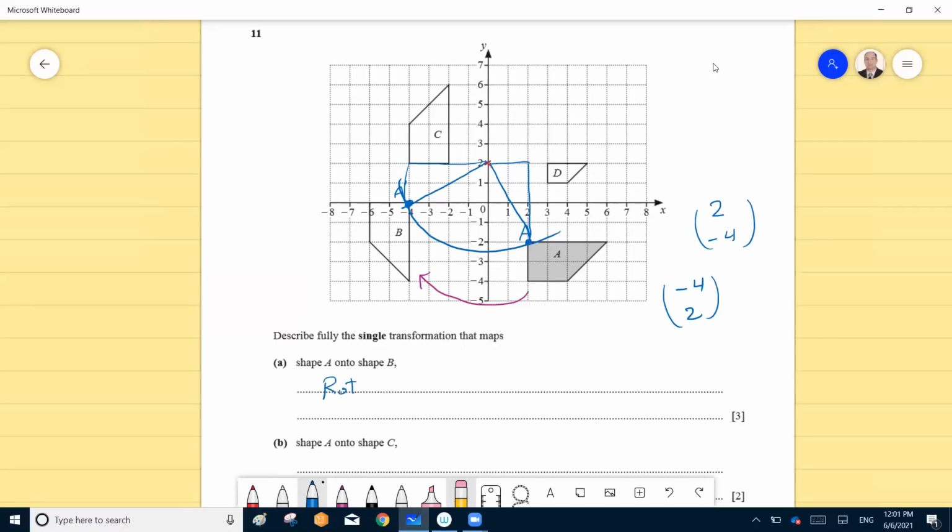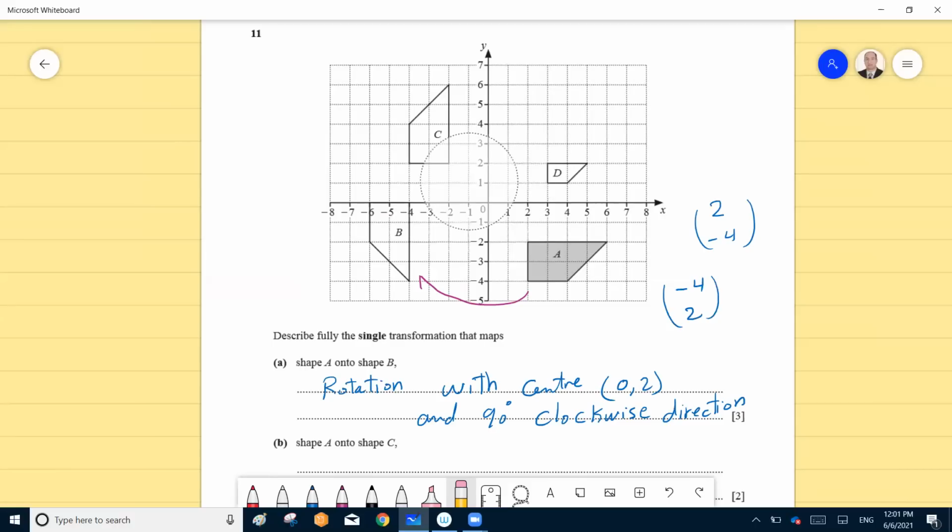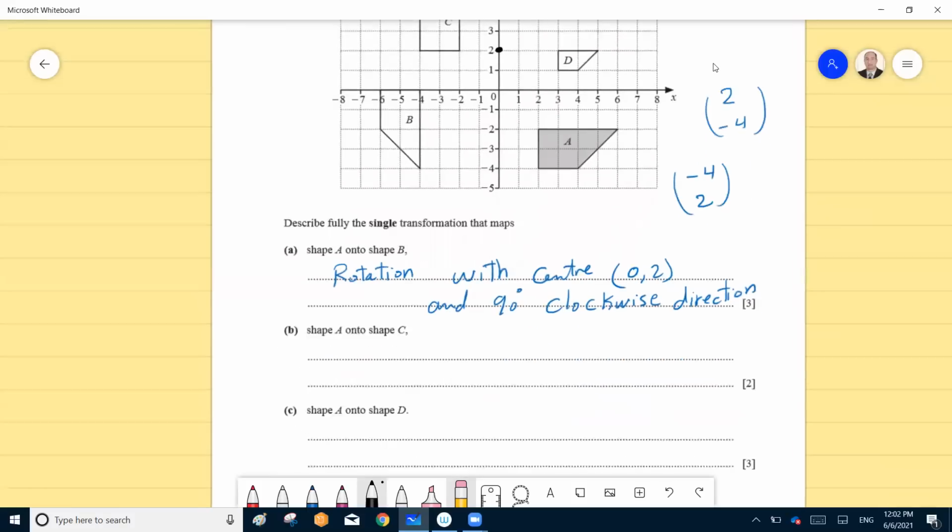So you just write a rotation with center (0, 2) and 90 degrees, this direction is clockwise direction, okay? This is the answer. So if the center of rotation is the origin, it's easy. You can decide it quickly. If not, try any possible point, like the method I showed you now. This is the center of rotation for question A.